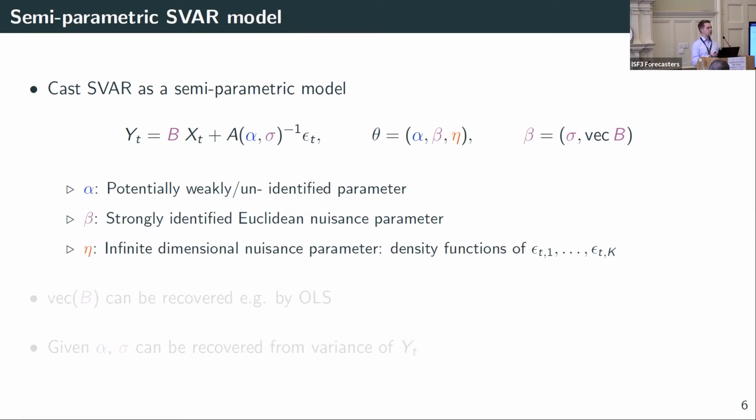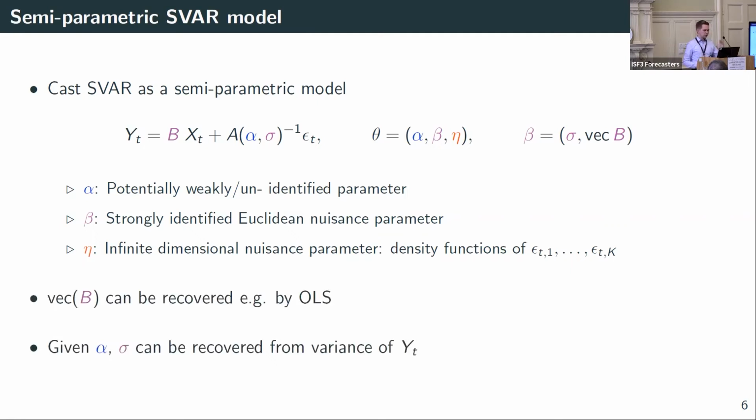We split the parameters here into 3 groups. We have alpha, which is the potentially weakly or unidentified parameter. In the illustration I just showed you, this is just this one scalar parameter. Then we have beta, which are the strongly identified Euclidean nuisance parameters. This involves the lag parameters, as well as the variance part, which is the sigma part of this A inverse matrix. These can typically be recovered from second moments of the data. And then we have a third part, which forms the non-parametric part of the model. That is this eta parameter, which captures the infinite dimensional nuisance parameter, essentially the densities of all of the structural shocks.